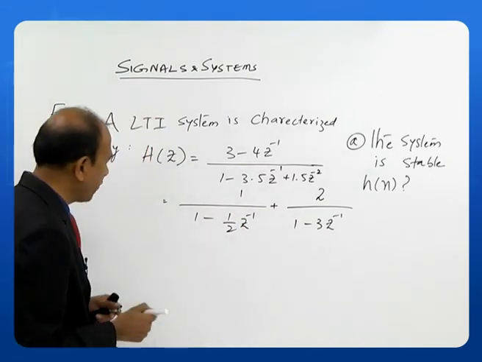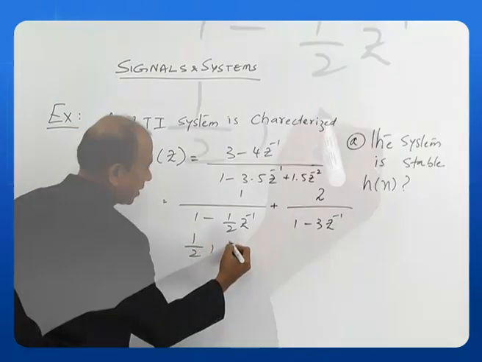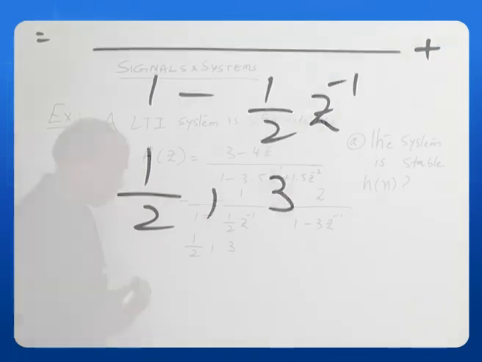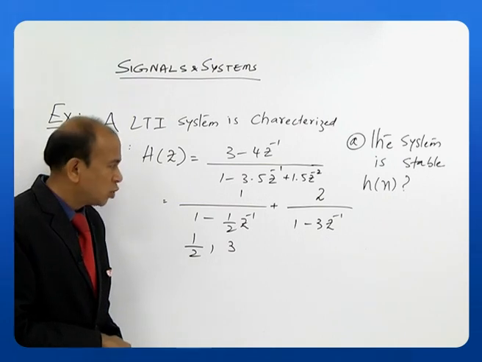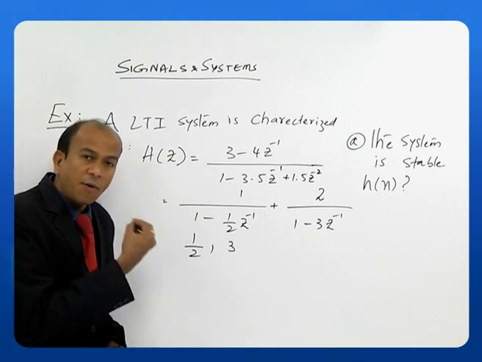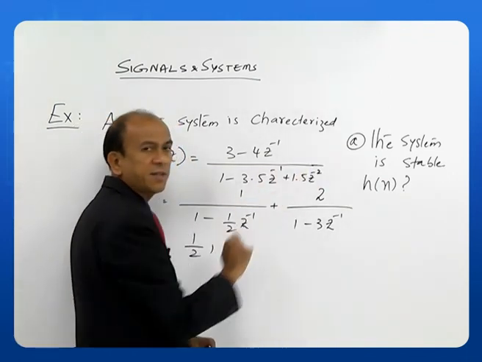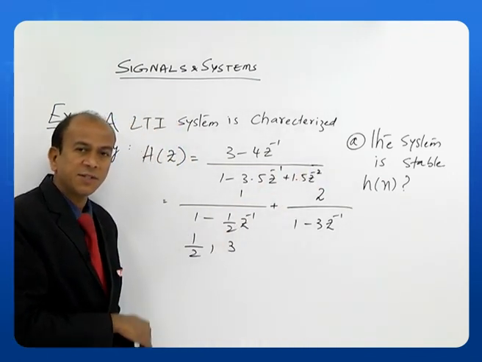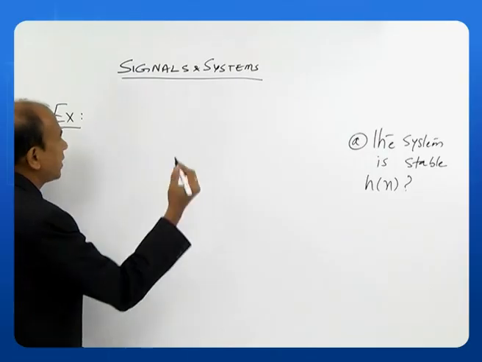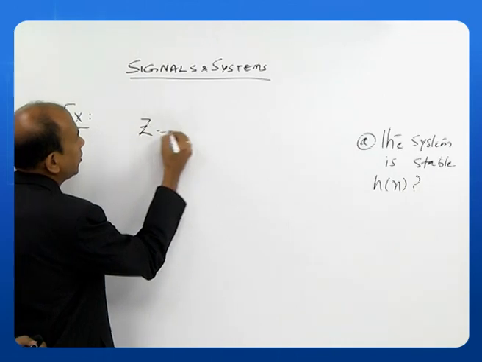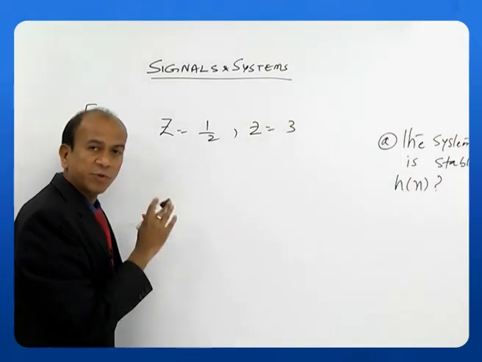From this, let us identify what poles we have. We have a pole at half and one other pole at 3. Given these poles, we have to combine this with the condition that is given, whether the system is stable or unstable, then we have to calculate what h of n is from that. Now, let us write down z is equal to half and z is equal to 3. These are the different poles which are available.